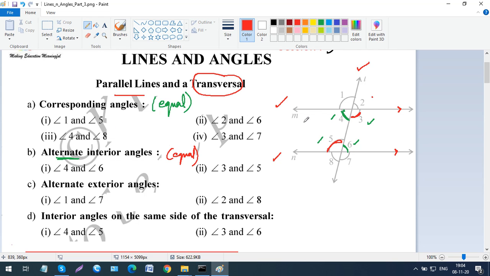Now similarly, what are exterior angles? Exterior angles are the angles outside M and N. Those are 1, 2, 7 and 8, lying outside the lines, and we have to find the alternate exterior angles. Again it's going to be the cross. So 1 and 7, and 2 and 8. Angle 1 and 7 will be equal to each other, and 2 and 8 will be equal to each other. This happens only in parallel lines, not in any other lines. All right.